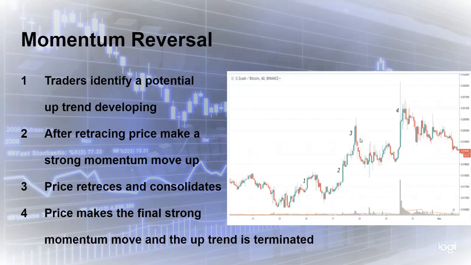So we can kind of see it happening here. So at place number one, this is sort of the story of the price action of what is going on in the price. So at stage number one, traders have identified a potential uptrend developing. So after retracing, so we have a bit of a move up. After retracing, the market makes a strong move up, as you can see at this point two. Price again then retraces and consolidates, and then price makes a final very strong momentum move up in four, and at that point that signals the top of this move, and then we start to move down.